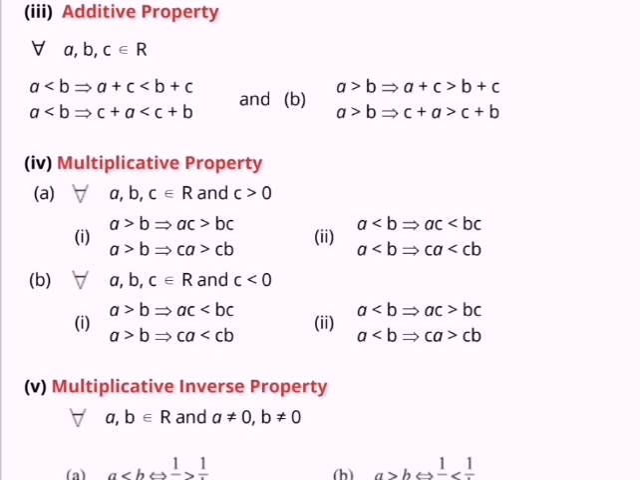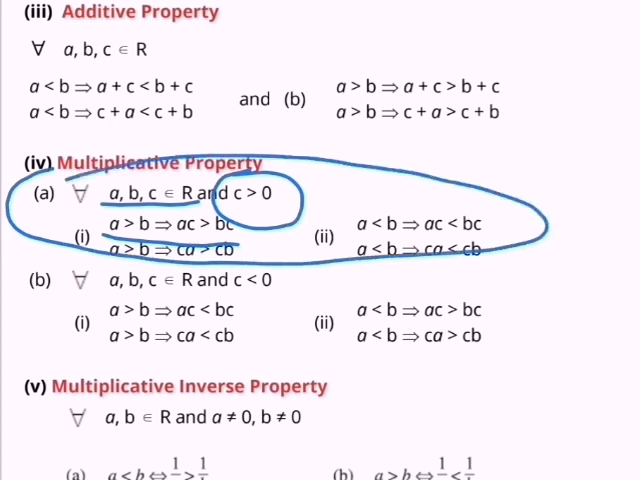Multiplicative property. If A, B, C belong to R and C is a real number greater than 0, then if A is greater than B, it implies that AC is greater than BC. Means in this case the inequality remains the same. But if C is less than 0 and A is greater than B, then if we multiply C with A and B, the inequality must be reversed.